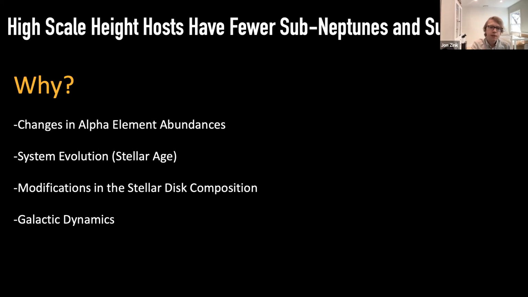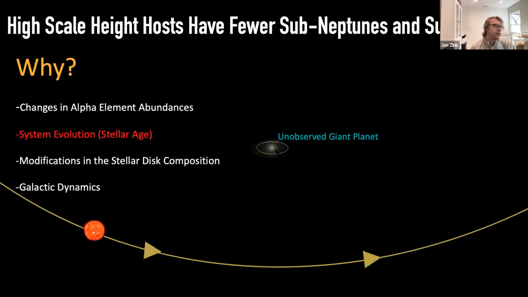My personal favorite pet theory is this idea of system evolution and stellar age. So I think we can rectify two findings here. As I talked about earlier, multiplicity seems to decrease as you get into the thick disk. And one way to imagine that is these are older stars born out of very dense globular clusters. And so what could happen is you have a bunch of planets like you would in any other Kepler-like system. And you have some unobserved distant giant as well in the system.